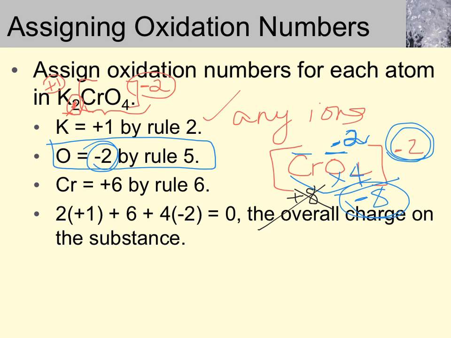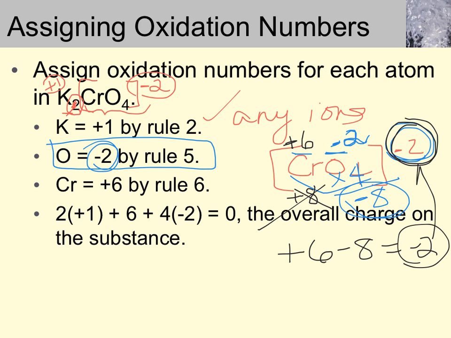However, this is not neutral. It has to maintain a charge of -2. So that means that chromium must have an oxidation number of +6. To check ourselves, we would put +6 minus 8 equals -2. Okay, that's exactly what it should be. So the oxidation numbers for chromate are +6 and -2. Remember, just put the oxidation number for one atom.